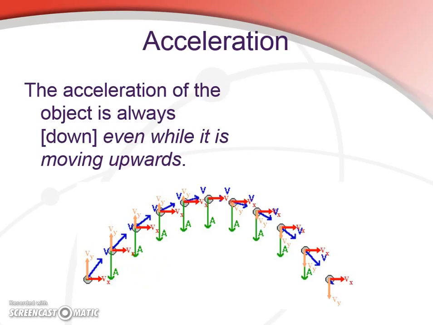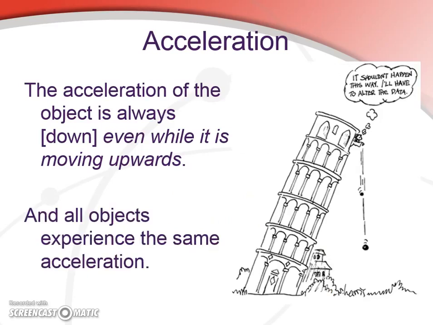So this is a pretty good diagram right here showing in green the force of gravity acting down and the acceleration due to gravity. The projectile at first is moving up and accelerating down, then moving down and accelerating down. And as we discussed previously, all objects accelerate at 9.8 meters per second squared down.